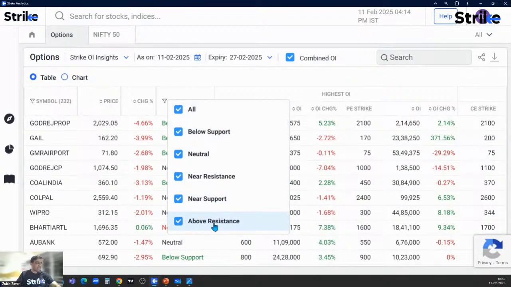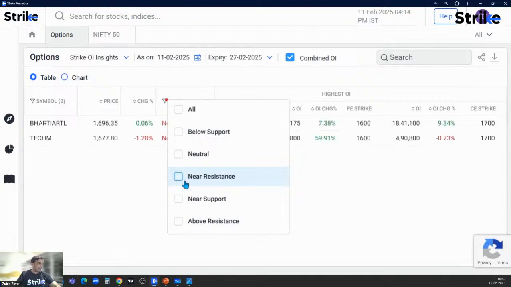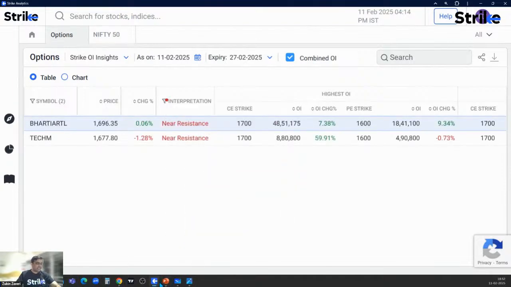So first let me talk about near resistance over here. All right, near resistance. Now, when a particular stock price is near resistance, meaning the prices are below the resistance. So you can see when I filtered out only stocks with near resistance, there is one Bharti Airtel whose future price is trading at 1696, and its call open interest is at 1700.